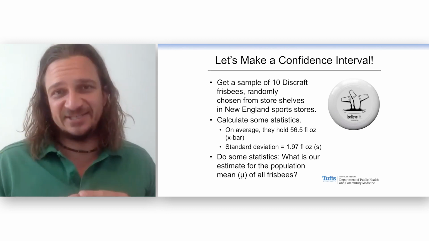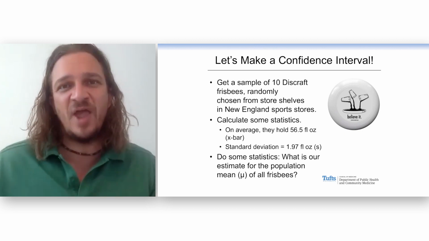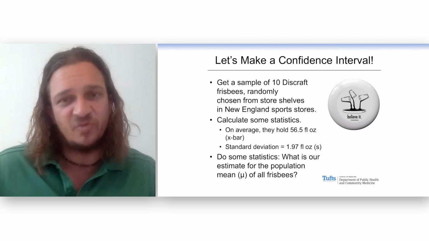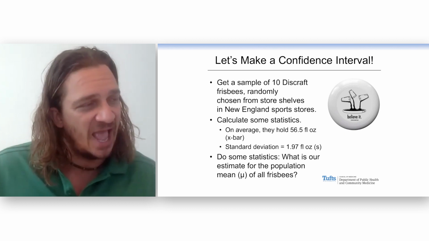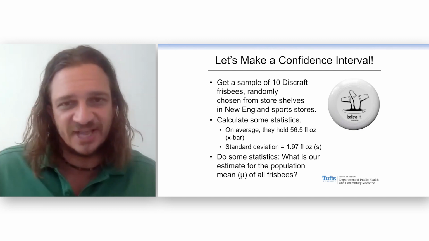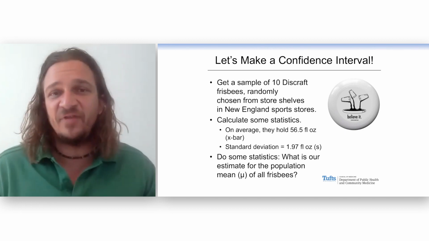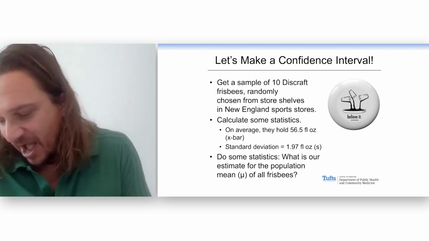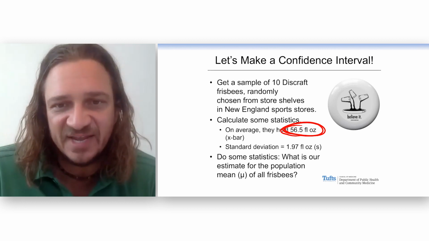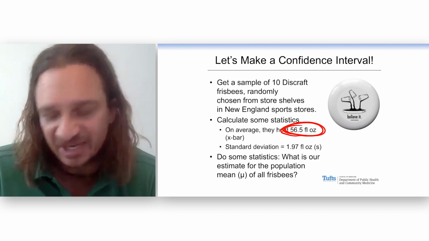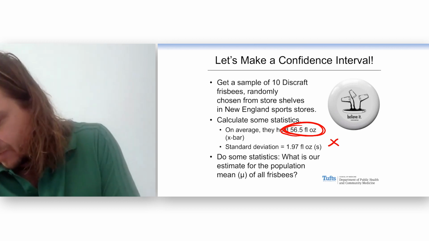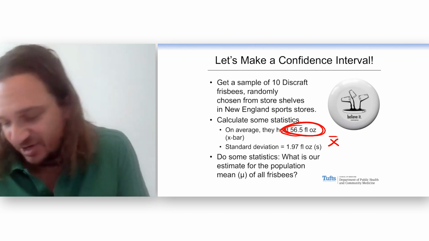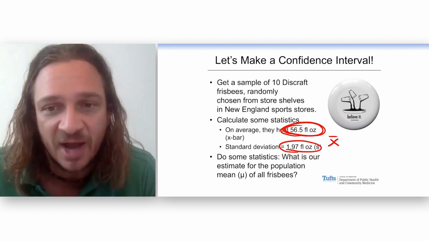So we wanted to test this. So my friends and I, we actually did this. We randomly went out and we got 10 Frisbees from across New England. So we went to sports stores like Dick's and Boston Ski and Sports, and we got 10 of these discs. And we filled them up with beer. And we found that on the average, they held 56.5 ounces. That's our X bar, right? That's our mean. And we measured the spread of those, and the standard deviation was 1.97.